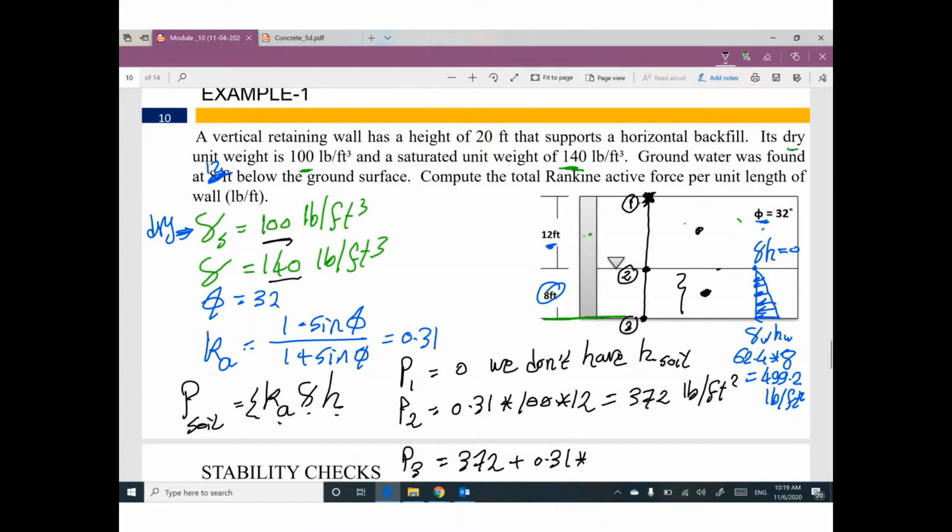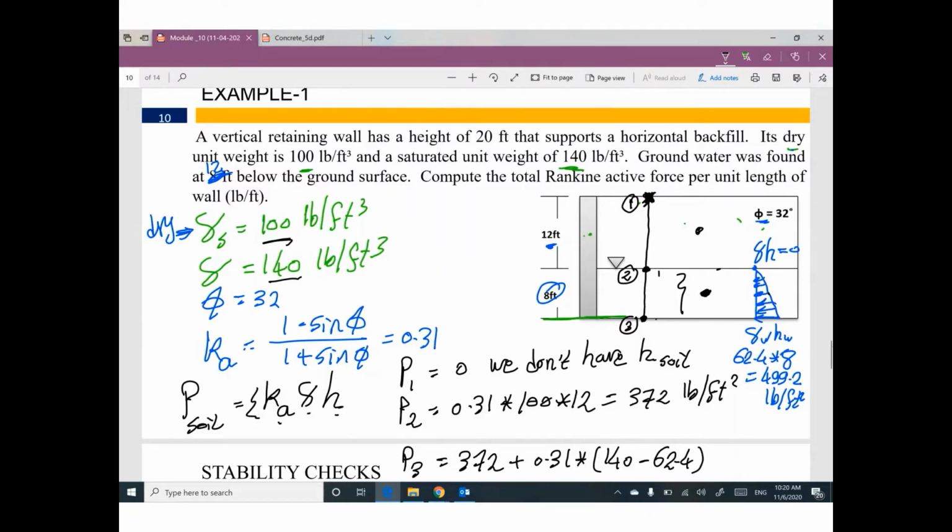140. Because you already separated the effect of water, so I need to subtract gamma of water. Be careful about this point. What is the height for the new soil above this point? It is 8.